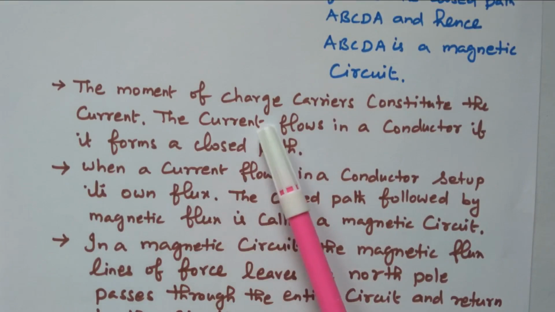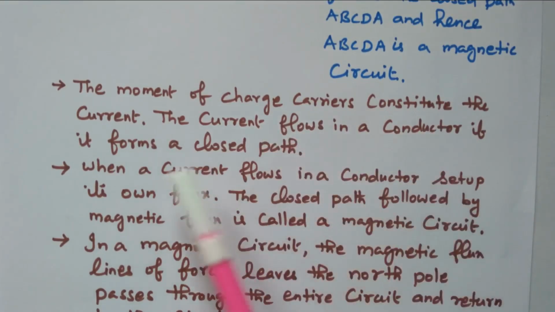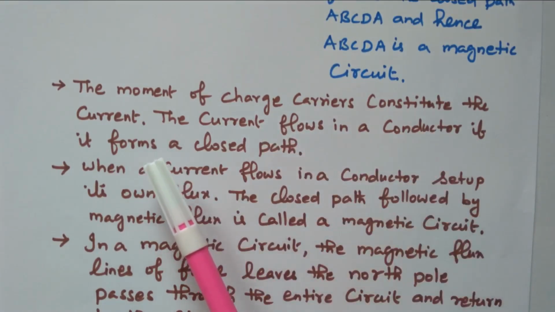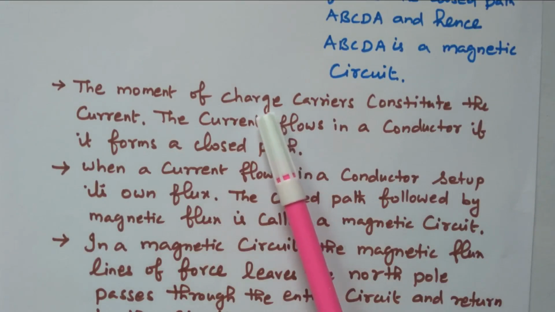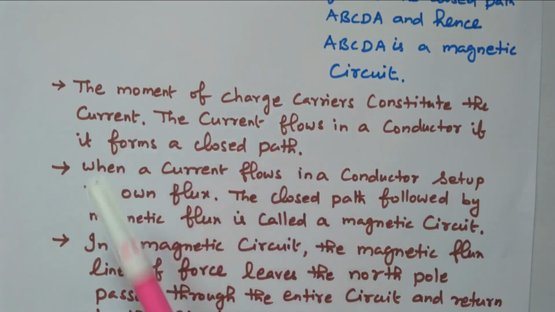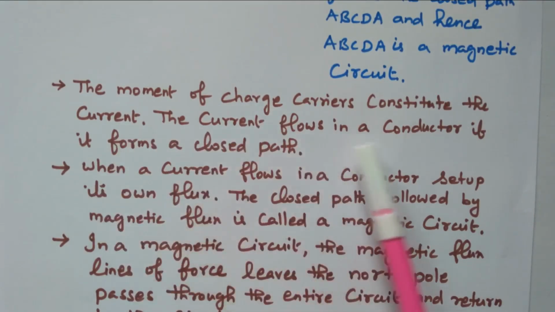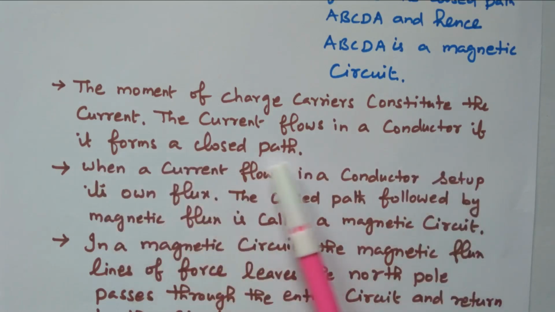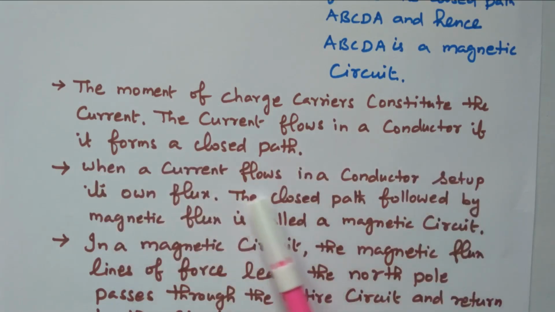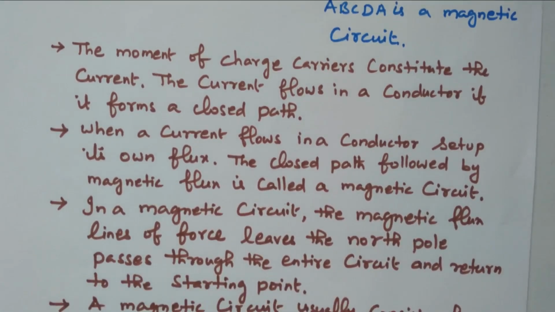The movement of charge carriers constitutes the current. When the voltage is given, due to the movement of the charge, the current flows. The current flows in the conductor if it forms a closed path. When a current flows in a conductor, it produces its own flux. The closed path followed by the magnetic flux is called a magnetic circuit. That is A, B, C, D, A.